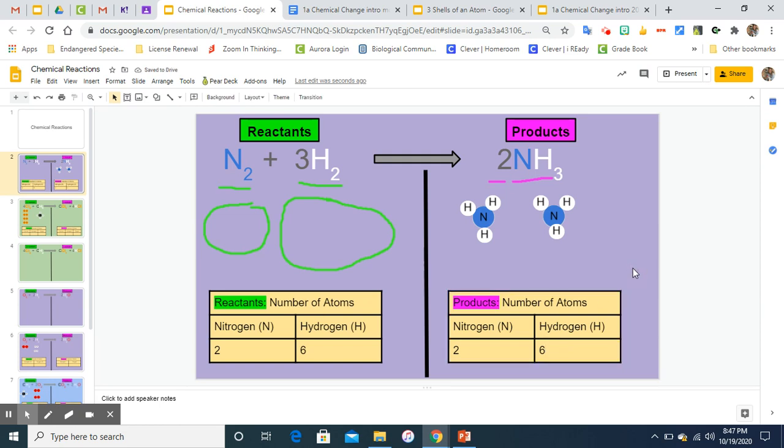So at the end, you will not have the atoms and molecules on the reactant side anymore. You will have taken them, rearranged them, and built them the correct way on the product side of the equation. And that's it. You'll move on to the next slide.